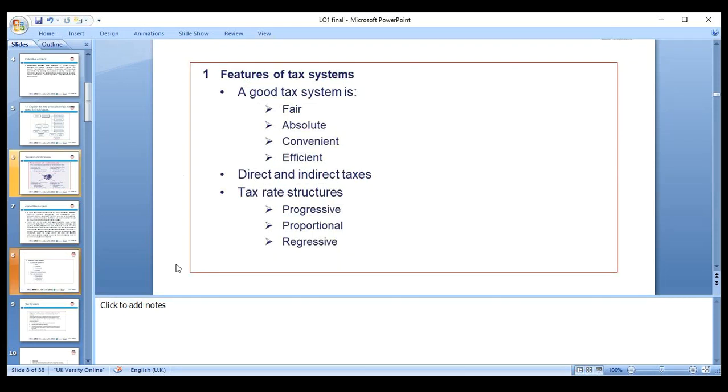Okay. Next, to summarize, a good tax system is fair, certain, convenient, and efficient. Direct and indirect taxes, which we discussed. Tax rate structure can be progressive, proportional, and regressive. What is the key difference? Do we know? Progressive, proportional, regressive. Have we heard about these? I am not sure about that. The third one, what does regressive mean?